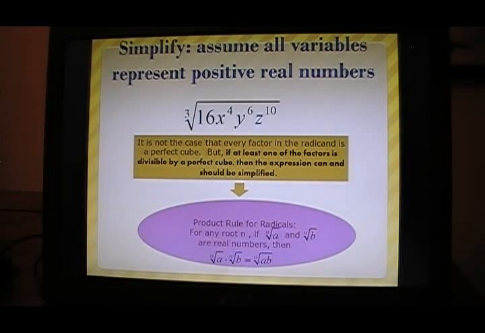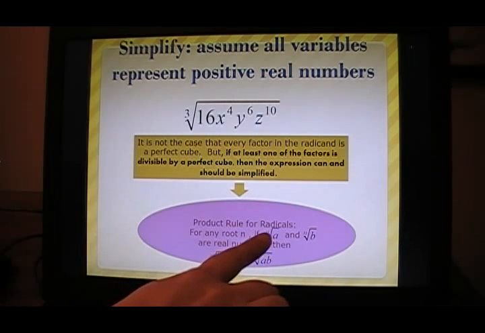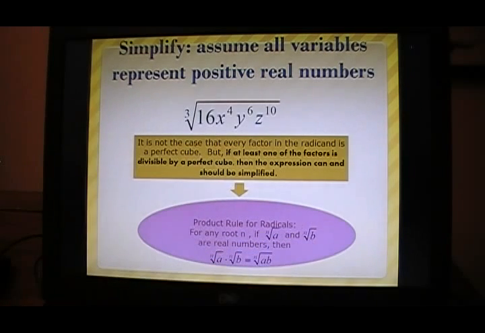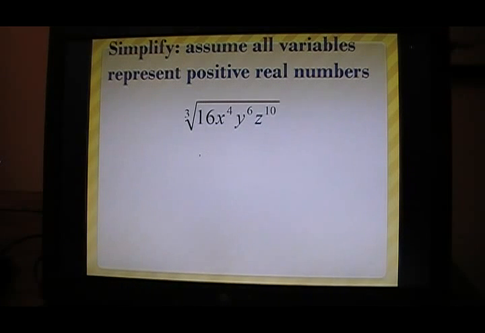And in order to do our simplification, we're going to have to employ the product rule of radicals that says that for any root n, as long as the nth root of a and the nth root of b are real numbers, then the nth root of a times the nth root of b is the nth root of the product of those radicands, ab. Okay? So let's look at doing this simplification.